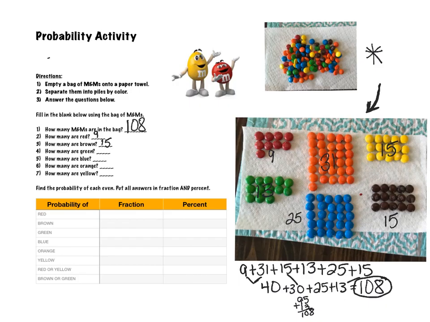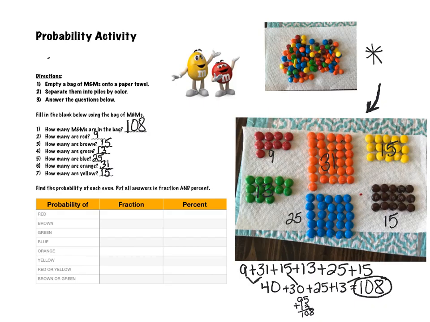How many are green? We have 13 green. How many are blue? 25. How many are orange? 31. How many are yellow? We have 15. Okay.